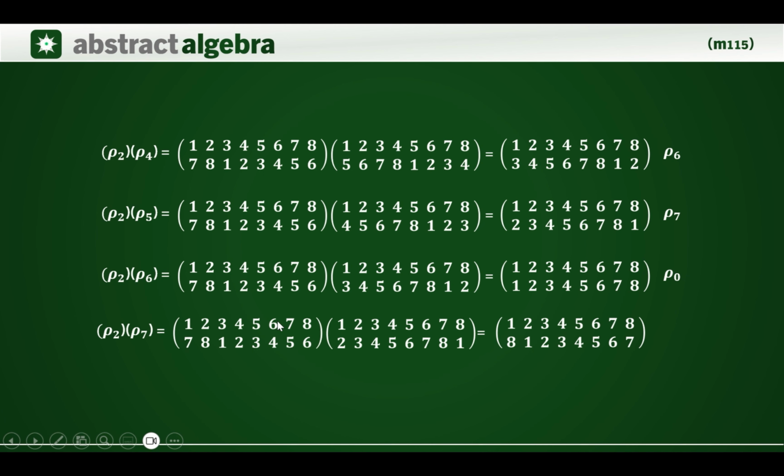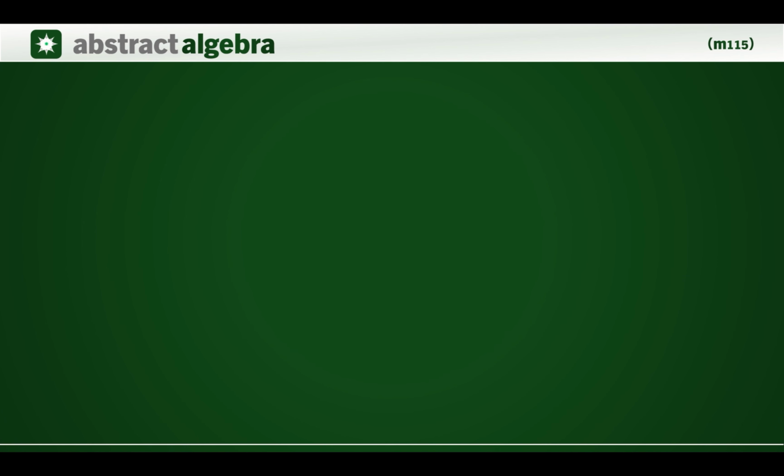5 maps to 6. 6 maps to 4. Therefore, 5 maps to 4. 6 maps to 7. 7 maps to 5. Therefore, 6 maps to 5. 7 maps to 8, 8 maps to 6, therefore 7 maps to 6. 8 maps to 1, 1 maps to 7, therefore 8 maps to 7. So the composition of rho sub 2 to rho sub 7 results in rho sub 5.